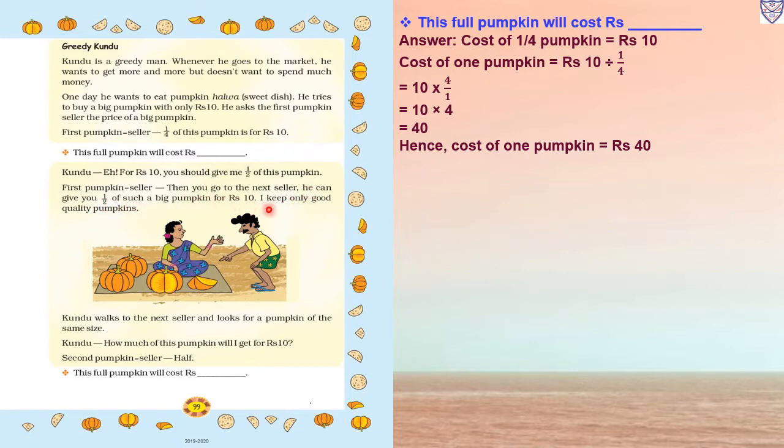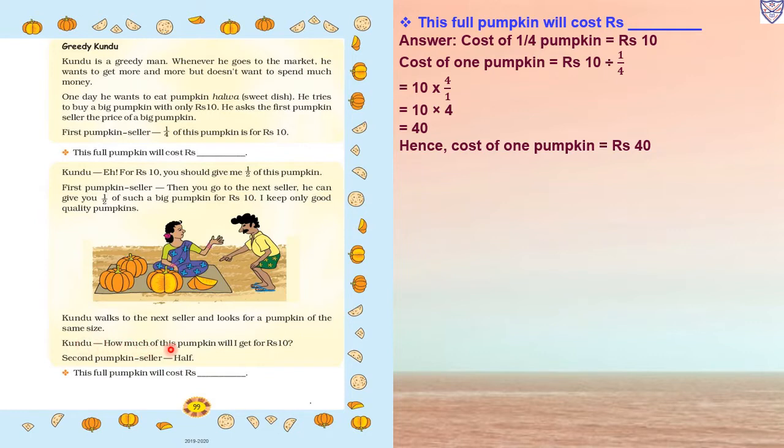I keep only good quality pumpkin. So he refused, okay, I will not give you. You go to the next seller, he can give you half of the big pumpkin for rupees 10. Now Kundu walks to the next seller and looks for a pumpkin of the same size.